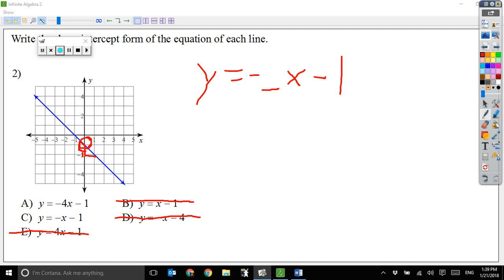If it goes down 1 over 1, that means my rise is -1. My run goes over 1. -1 over 1 is a slope of -1. So I'm looking for a slope of -1. -1x is the same thing as just -x, or C.